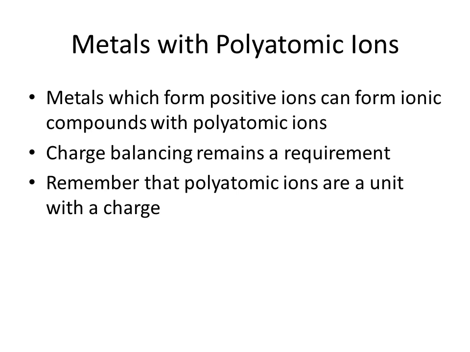Metals, because they have a positive charge, can combine with the negative polyatomic ions. They form ionic compounds. Now the bonding within a polyatomic ion, because it's between nonmetals, is covalent. But a bond from a metal to a polyatomic ion is an ionic bond. Because it is ionic, you must charge balance. Remember that polyatomic ions are a unit with a charge over the entire thing.